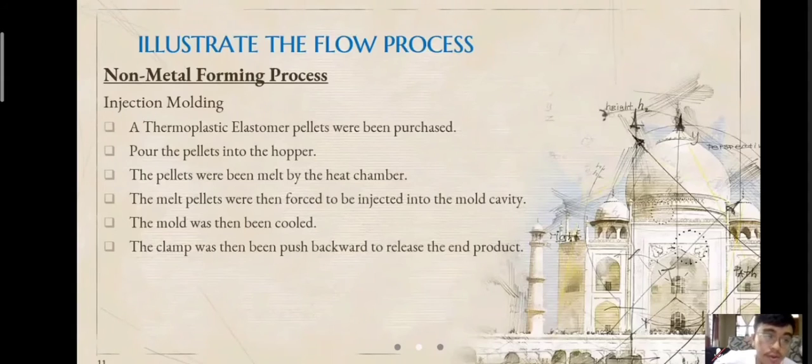To start this process, firstly, the material is purchased. Pour the pellets into the hopper. The pellets are then melted by the heat chamber. After that, the melted pellets are forced to be injected into the mold cavity. The mold cavity is then cooled so that the melted pellets can take the shape of the mold permanently. After that, the clamp is pushed backward to release the product.